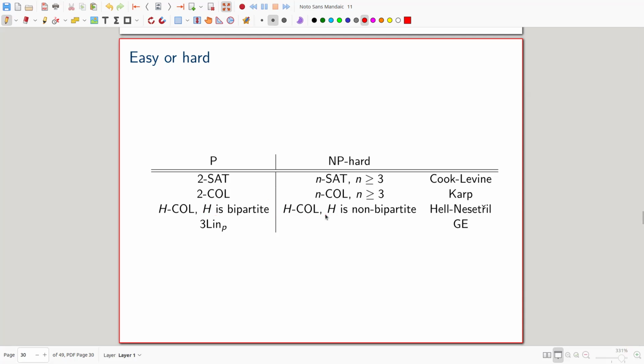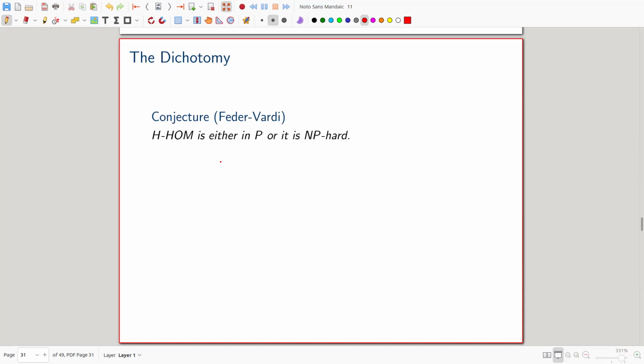NP complete. Well, what about these systems of linear equations? We can solve them in polynomial time using Gaussian elimination. Okay. So based on this table, maybe not on this table, but based on some table which is similar to this, Feder and Vardi conjectured the CSP dichotomy, which is that any CSP is either polynomial time solvable or NP hard. And in this case, it's going to be NP complete, of course.